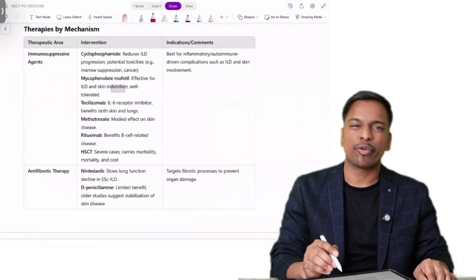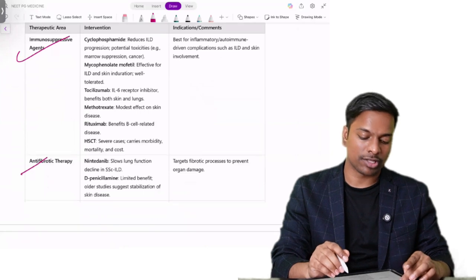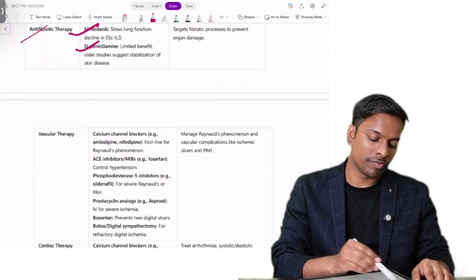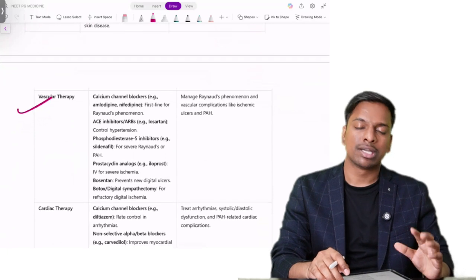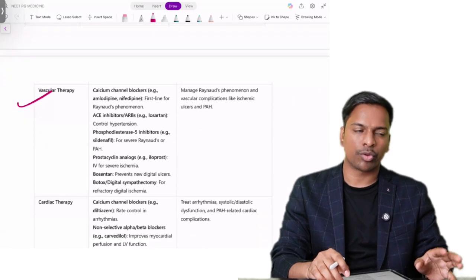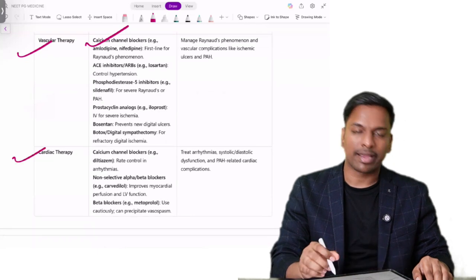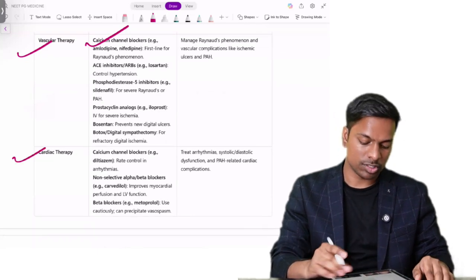Now coming to the therapies. We have to give immunosuppression, and antifibrotic therapy like nintedanib. Penicillamine can be helpful for the lungs. Vascular therapy can be tried because there is a risk of vascular narrowing in this patient that can also worsen. Then cardiac therapy like calcium channel blockers can also be considered in this patient.